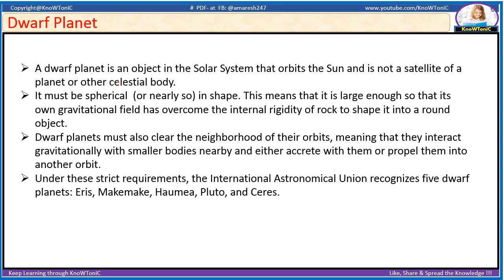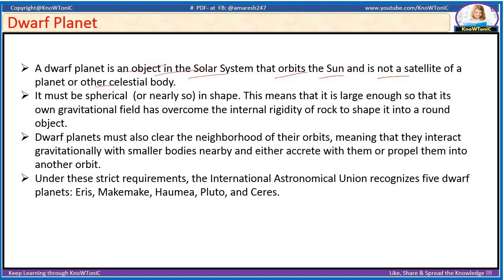Now moving ahead, what is a dwarf planet? A dwarf planet is an object in the solar system which orbits the sun, and it is not a satellite or a planet or other celestial body. It is different from all these things. So what is a dwarf planet?